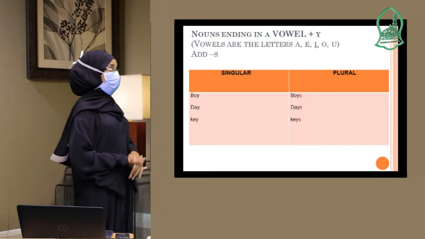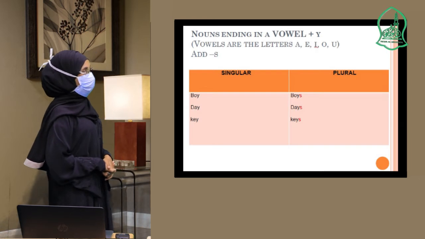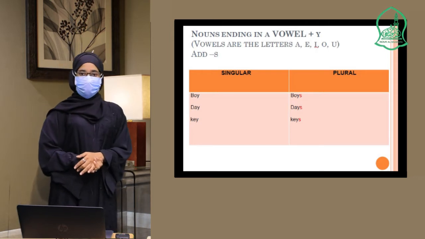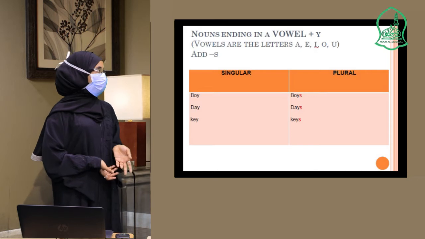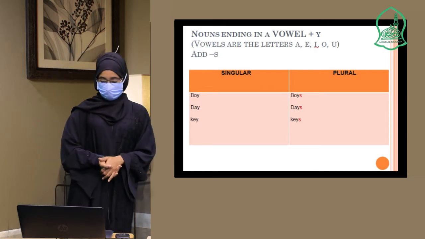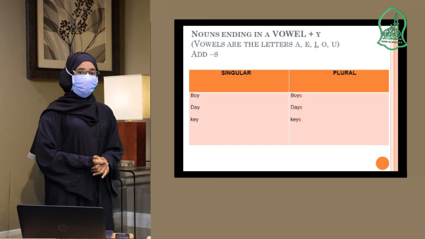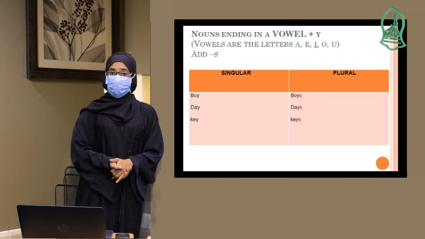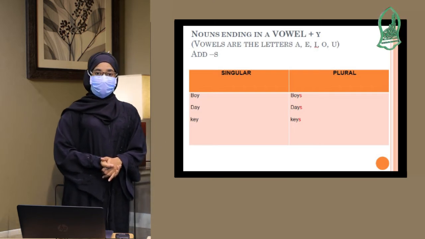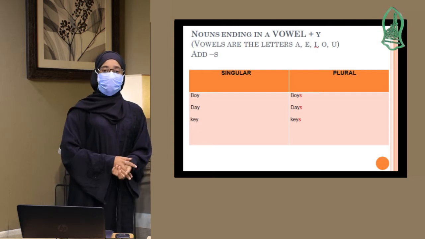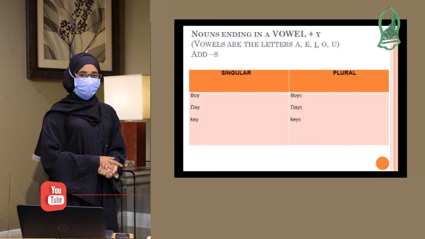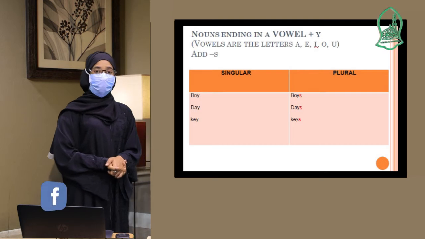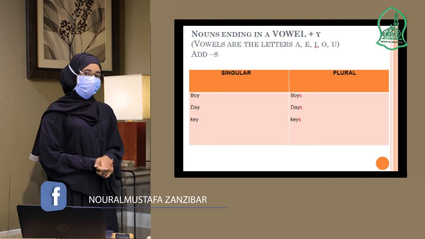For example, boy. Boy ending with O, which is a vowel, plus Y. We are not removing any letter there. We are just adding S when they are in plural. So boy is one. When they are many, they are boys. And then we have the word day. Day ended with A vowel and then Y. We are not removing any letter. We are just adding S at the end of the word day. And then we have the word key. E, Y. E is a vowel, and then Y. We're not removing any letter. We're just adding S. So the rule of the words that are ending with vowel and Y, we are just adding S.